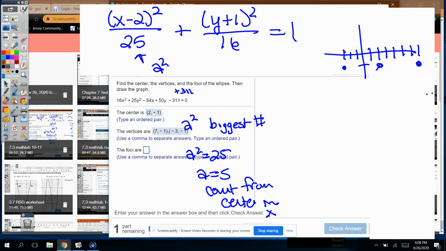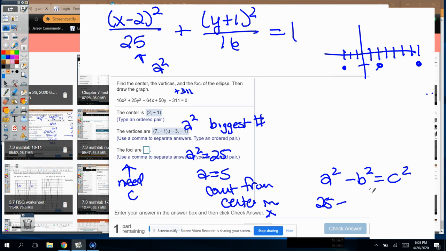Okay, they're going to ask the foci next. Foci comes from C. So we're going to take A squared minus B squared equals C squared. A squared is the big number, 25. B squared is the other number, which is 16 here. I think I said 16 was 25 first. 25 minus 16 is 9. So 9 is C squared, so that means C is 3.